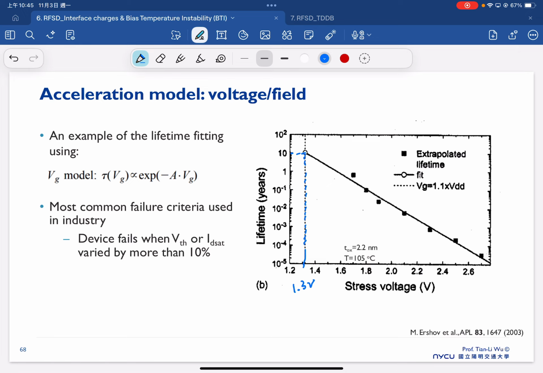And here it just shows that lots of failure criteria are considered, such as a threshold voltage shift or an ID set drift of more than 10%.